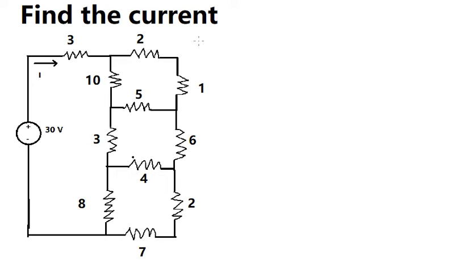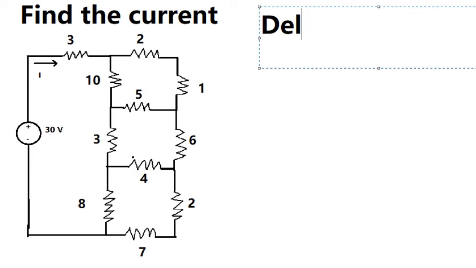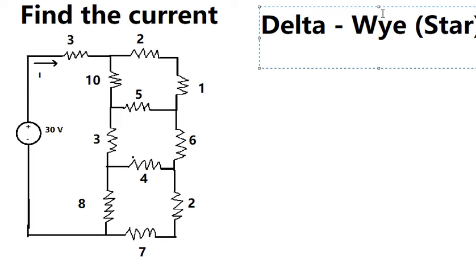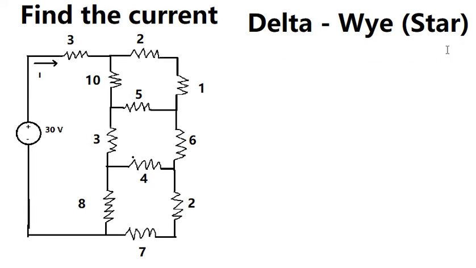The topic today is that we need to transform the delta into the star, or the wye. So now I will show you how to answer. From the delta we go to the Y or the star in here. Before we do this, we need to consider this one first and this one first.